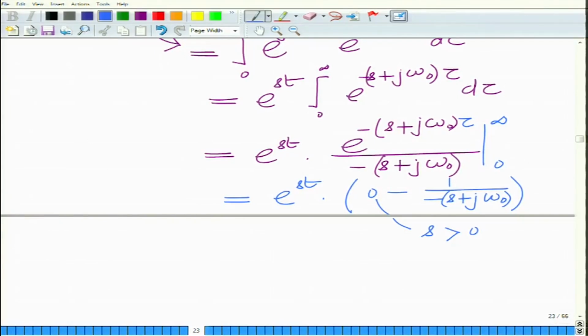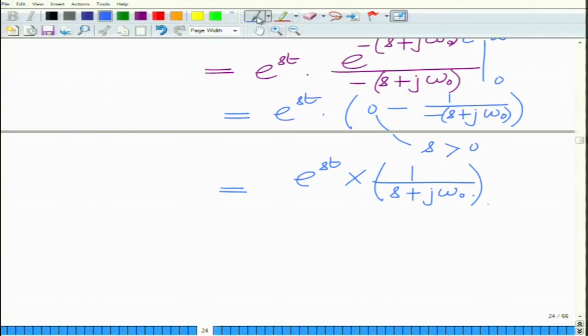So, e to the power of minus s tau has to be a decaying exponential, which means s has to be greater than 0. So, this basically reduces to e to the power of s t into 1 over (s plus j omega naught). This is the eigenvalue if real part of s is greater than 0.